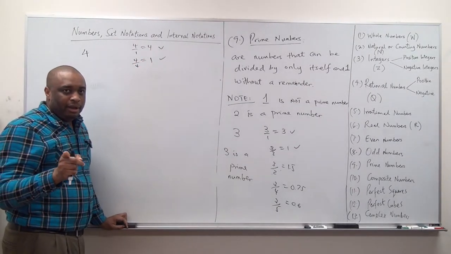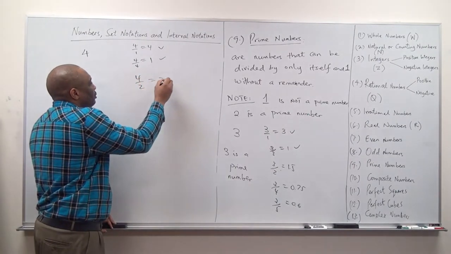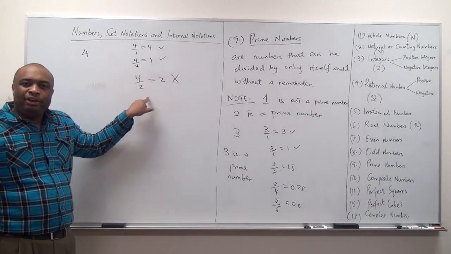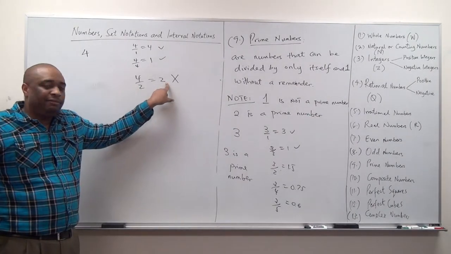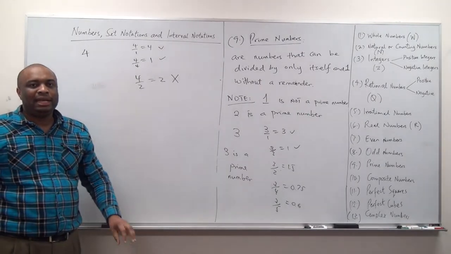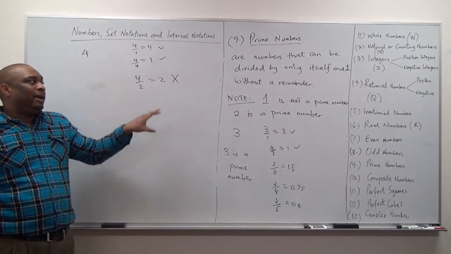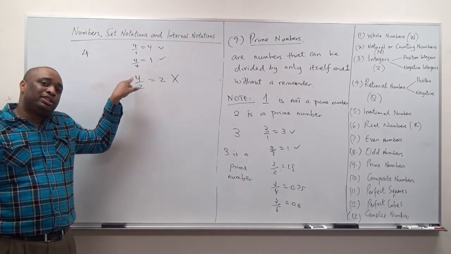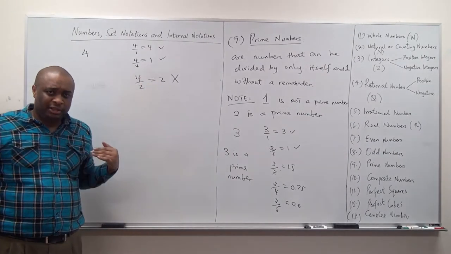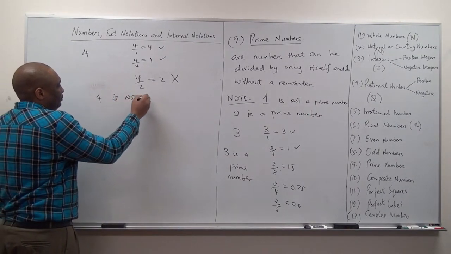But hold on a minute. Now, if you say 4 divided by 2, it gives you 2. And that makes it bad, because you still have a number that can also divide 4 and does not give a remainder. For a prime number, it is only 1 and itself that can divide it without a remainder. Any other number that divides it must leave a remainder. But for the case of 4, 2 can also divide 4 and it won't give you a remainder. It gives you 2. Because of that, 4 is not a prime number.